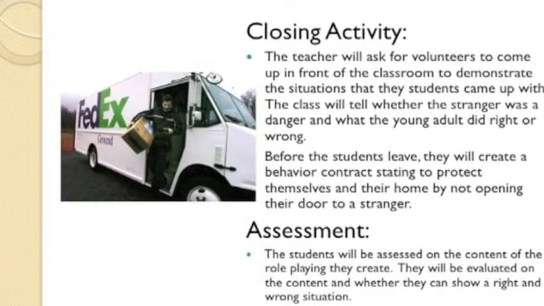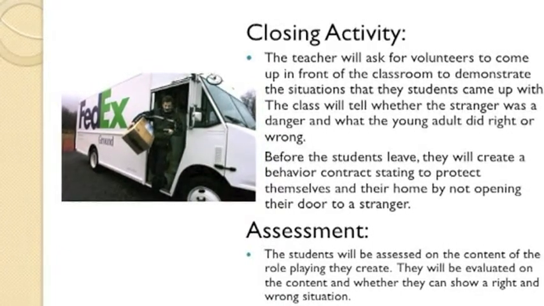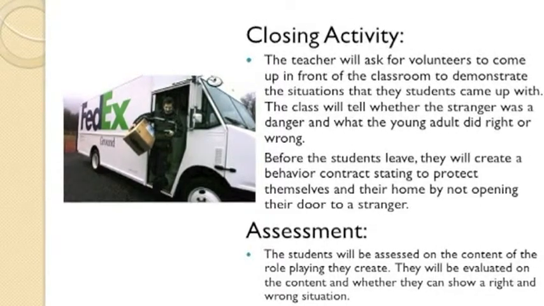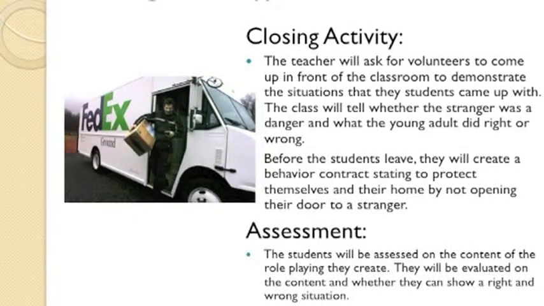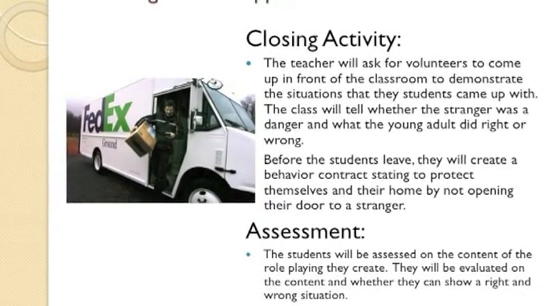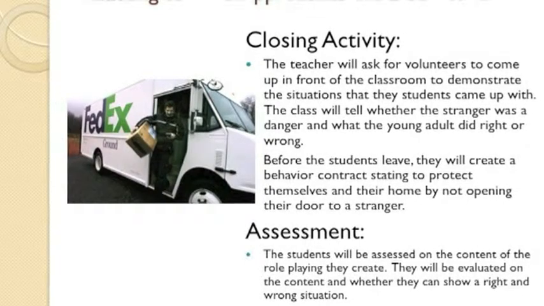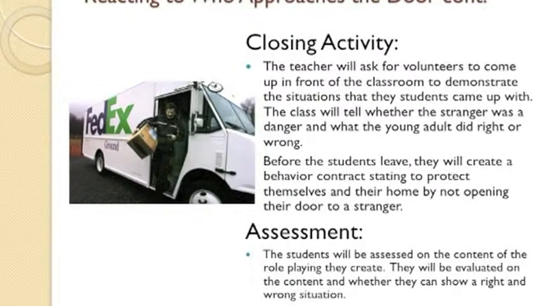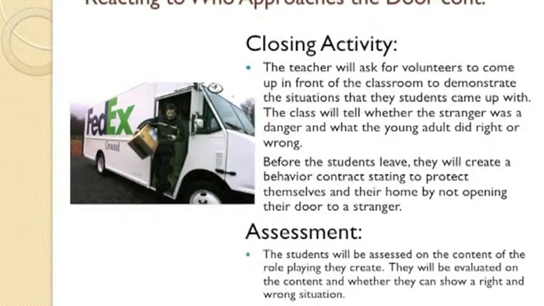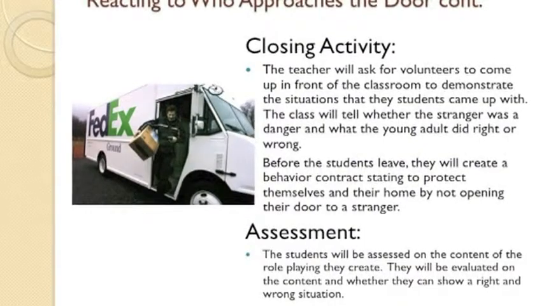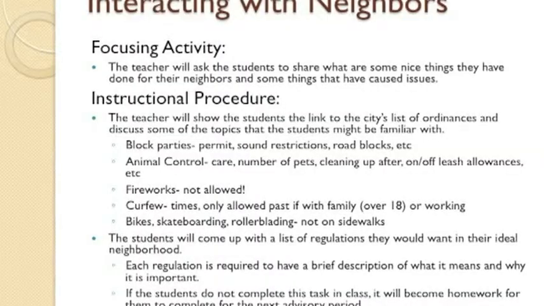So then you'd have the students get in pairs and come up with some dialogue, with one person pretending to be somebody coming to the door and the other being the student, and then have them decide whether the visitor is dangerous or not. Then volunteers would demonstrate what they talked about, and before they'd leave, you'd have them sign and create a behavior contract, pledging to try to be more careful when people approach your door. And then they would be assessed on their role playing.